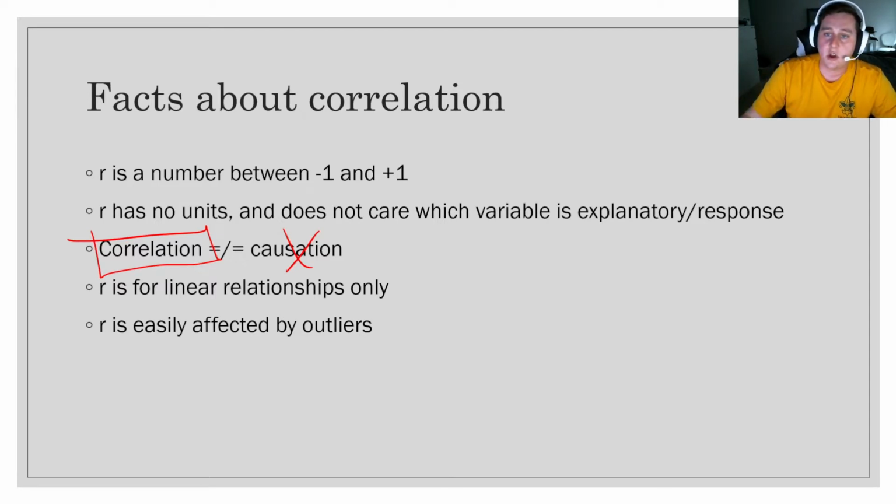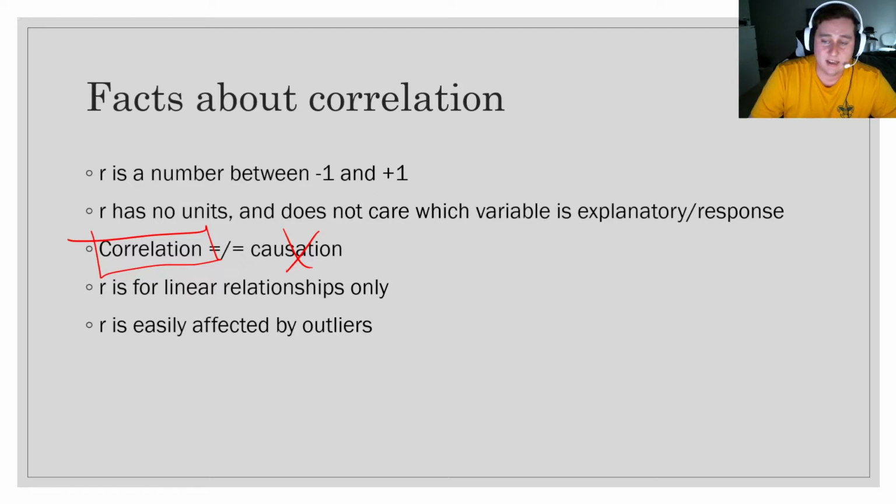The last two: R is for linear relationships only. That kind of needs to be said, but what else is kind of interesting is that you only analyze linear relationships in the AP statistics course. So whether you care or not, I guess, is another matter entirely. But linear relationships is all we're able to talk about in terms of R.